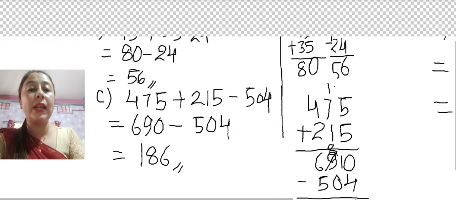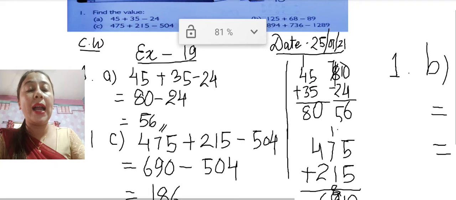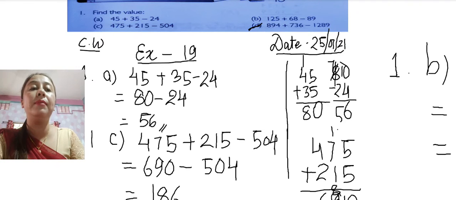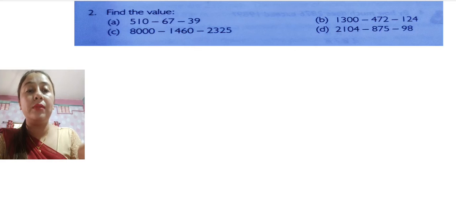That means whatever I have done, you can check it. What I have done, I have added the sums first, then I have subtracted from the another number. So D you will do it yourself children. D will be your home assignment. Okay. So next children, I will do number 2 now. Okay. Number 2, A and B I will do. C and D you will do it yourself.